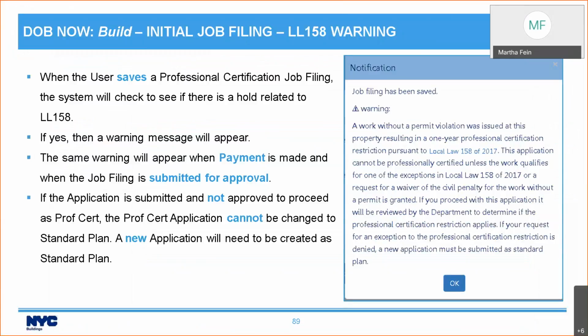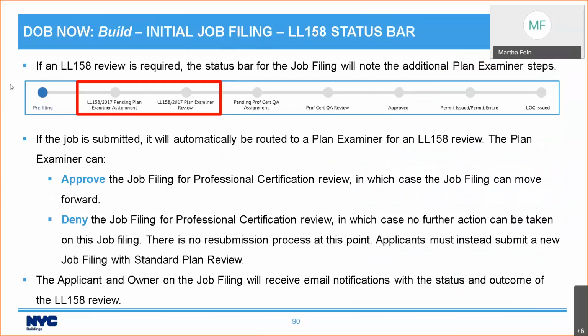It's important to note that if you submit your application and you are not approved to proceed as ProfCert, you cannot change your application to standard plan. You will need to scrap it and create a brand new application that is created as standard plan. And we talked about how it shows up on the status bar with the additional plan examiner steps.